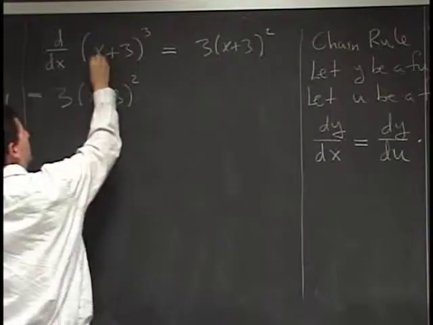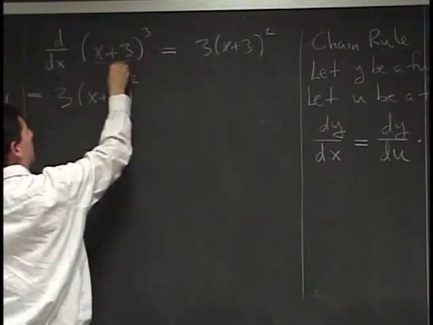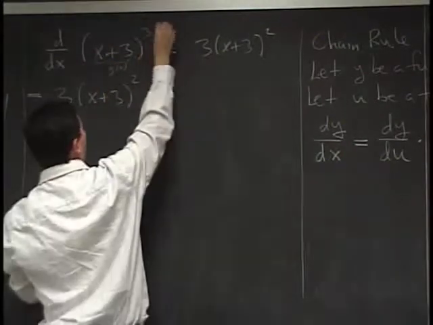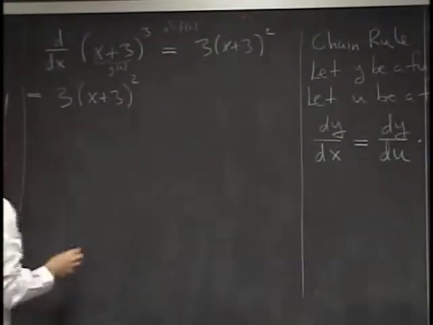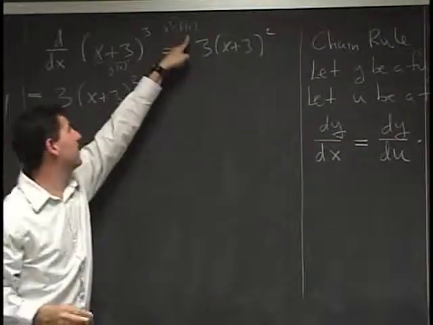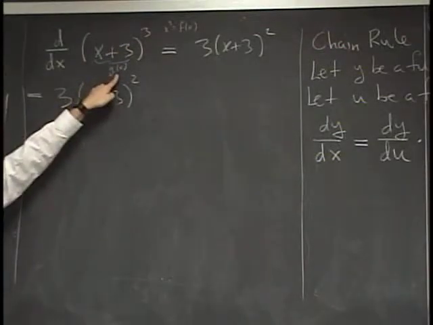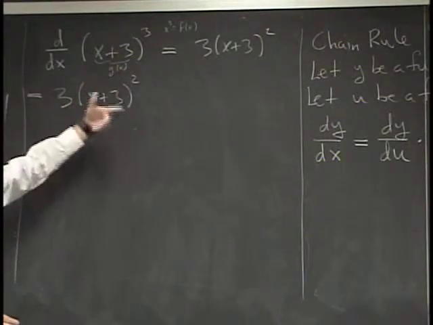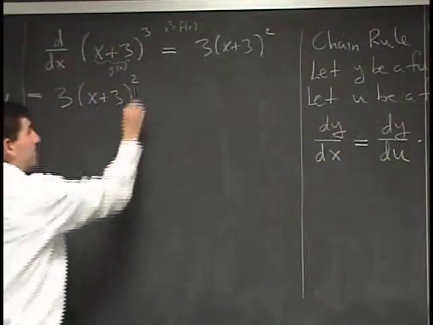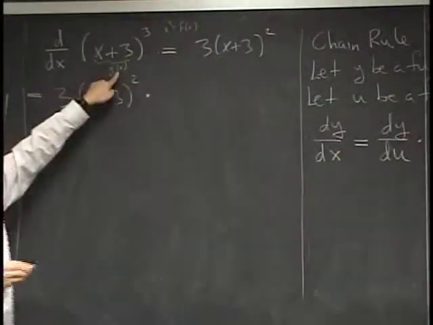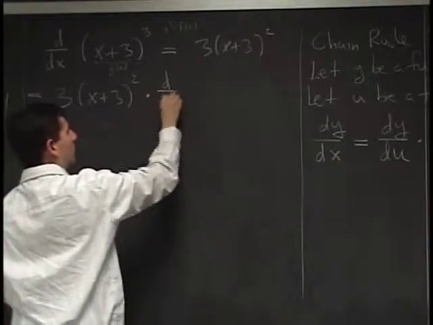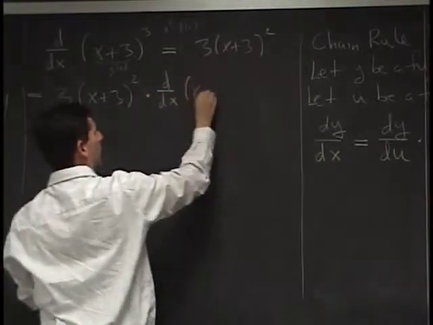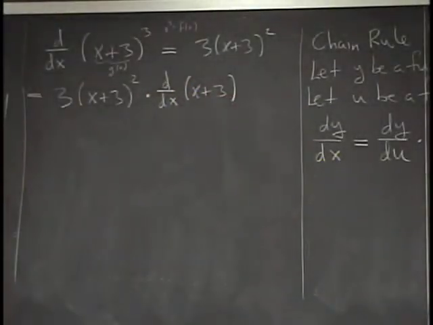Okay, so if this bit here is your g of x, and x cubed equals f of x, then we've taken the derivative of f of x and evaluated it at g of x. Then we have to multiply by the derivative of g of x. So what's the derivative of x plus 3?